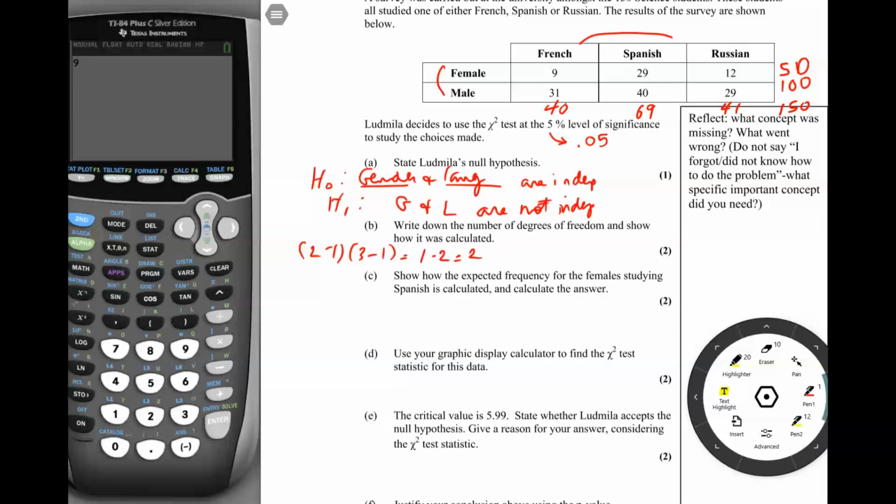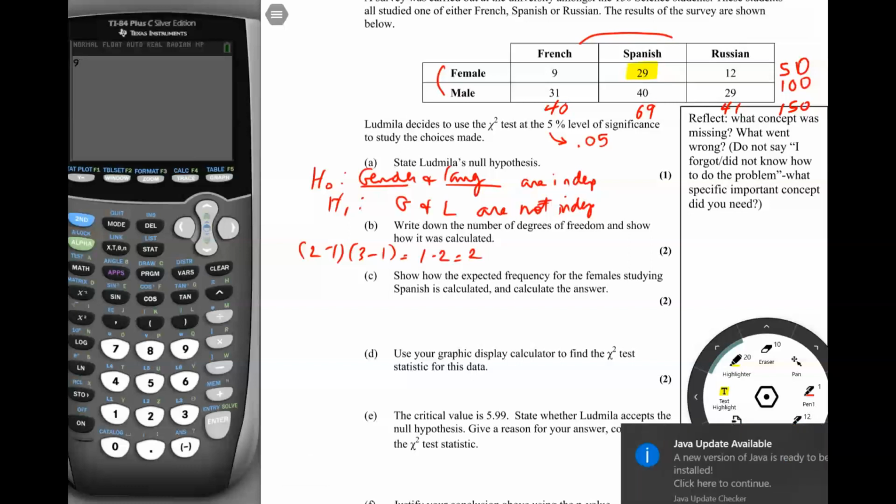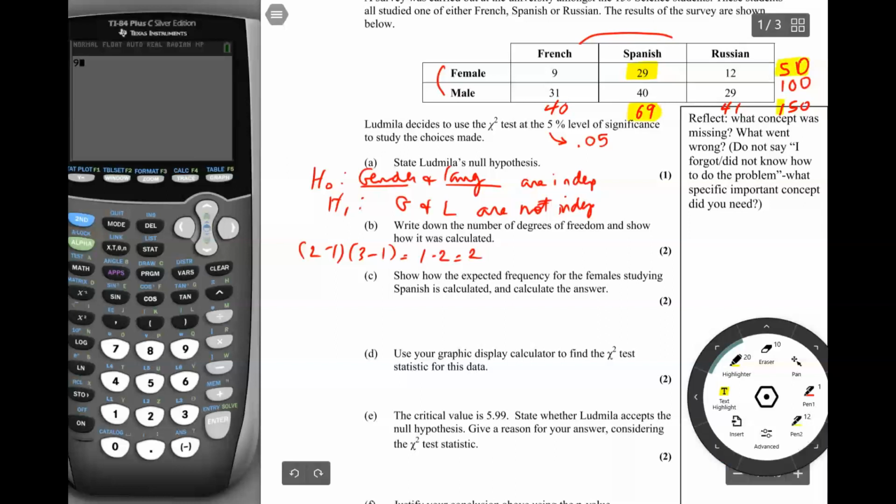Show how the expected frequency for the female studying Spanish is calculated and calculate the answer. Okay, well, first of all, female studying Spanish is this number here, but actually the expected frequency has nothing to do with 29, which is the observed frequency. 29 is what actually happened. What we're going to do is figure out, using the subtotals and the total, what would be there if the world had no favoritism, bias, everybody wins a trophy, okay?